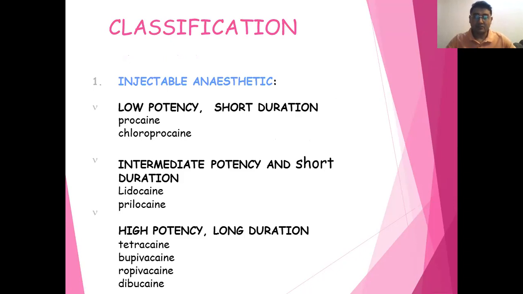According to classification, all local anesthetics, whether amide or esters, are classified into groups. Injectable anesthetics are again divided into three categories. The first are those anesthetics which have low potency and short duration of action. These are procaine and chloroprocaine.